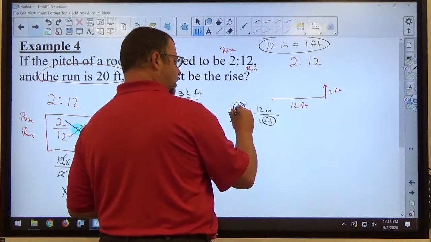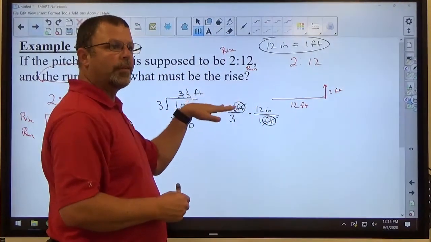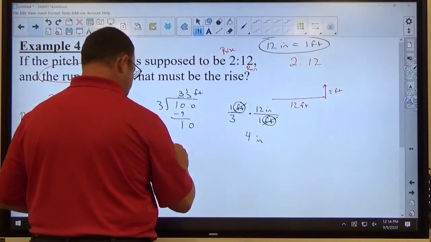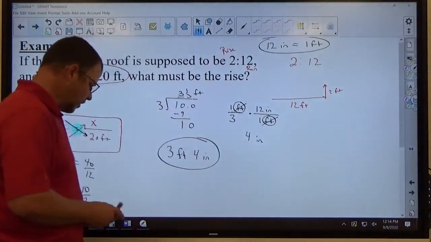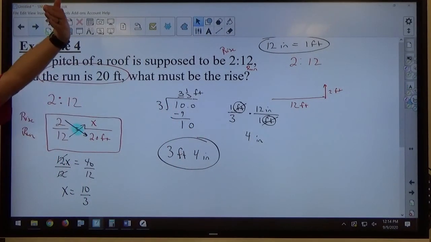So I've got foot on top, foot on bottom, cancel. 12 on top and 3 on the bottom tells me to divide. 12 divided by 3 is 4. So 3 feet, 4 inches would be the rise or the height of this roof. It's going to go 20 feet that way, 3 feet, 4 inches up.